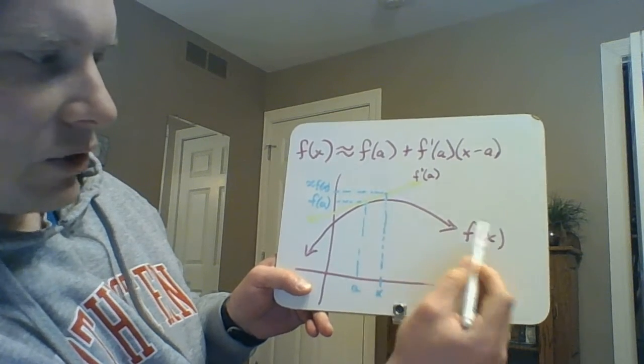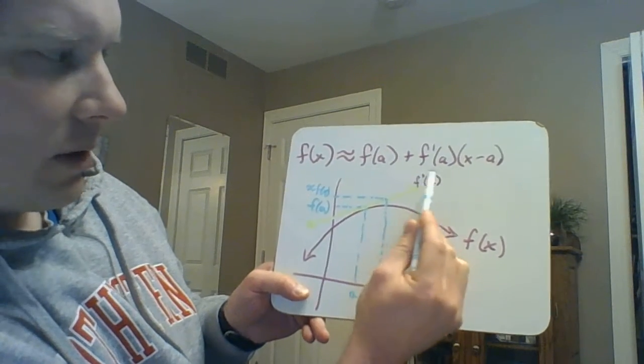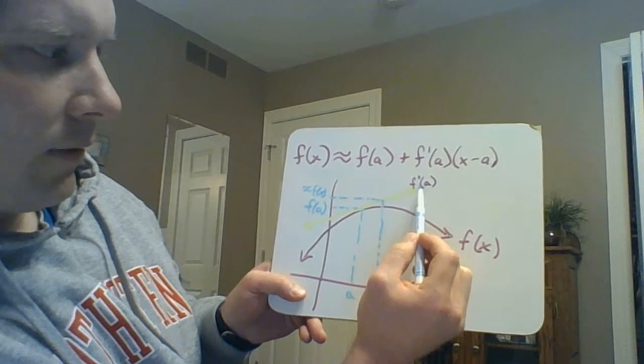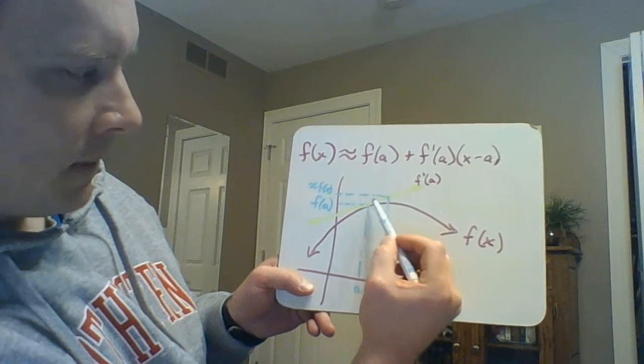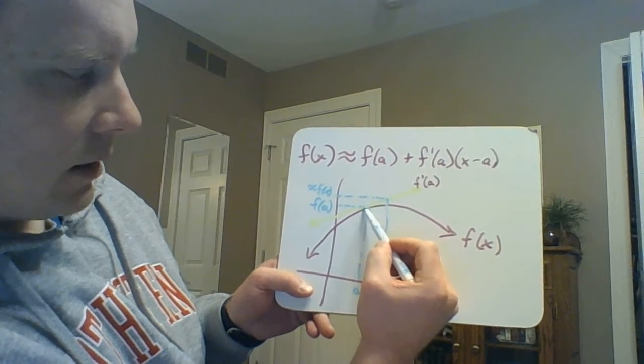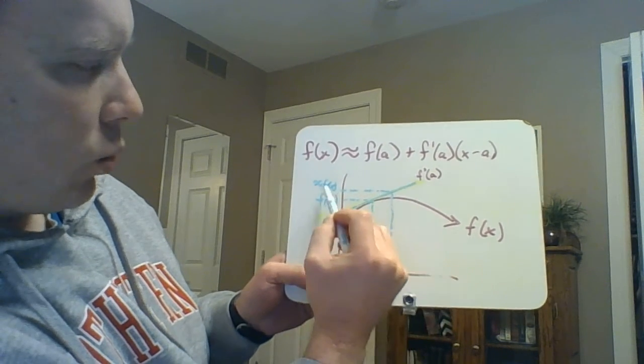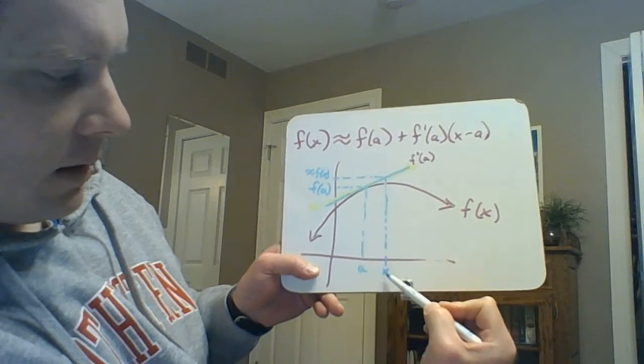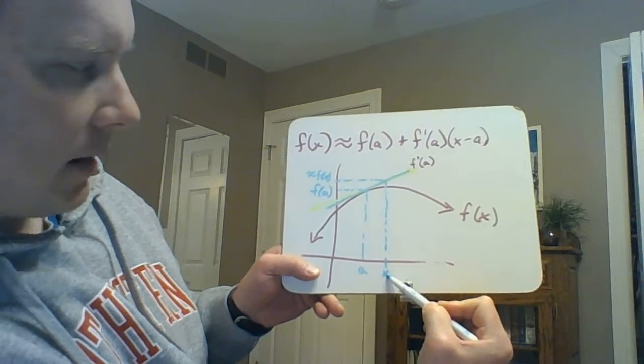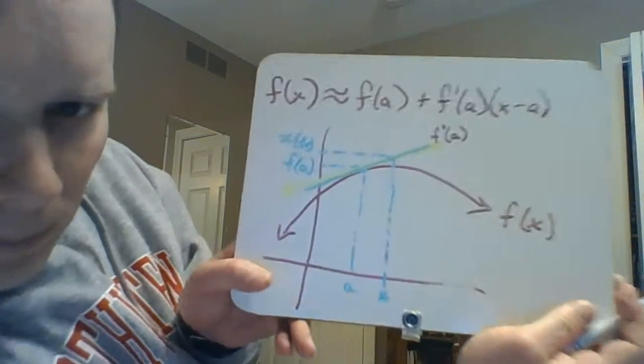Let's say you didn't actually have this function, but you somehow had the derivative of f at a. You could use this tangent line right here to approximate where f of x would be at some later point x. Okay, so picture that.